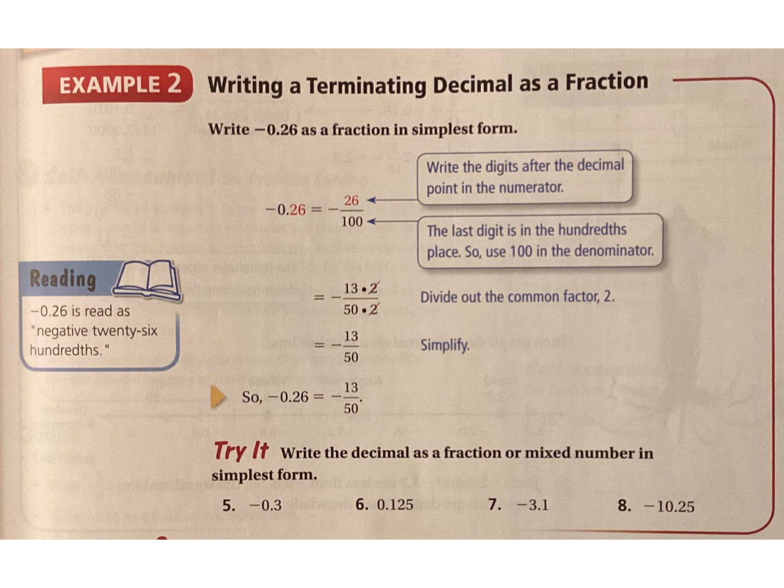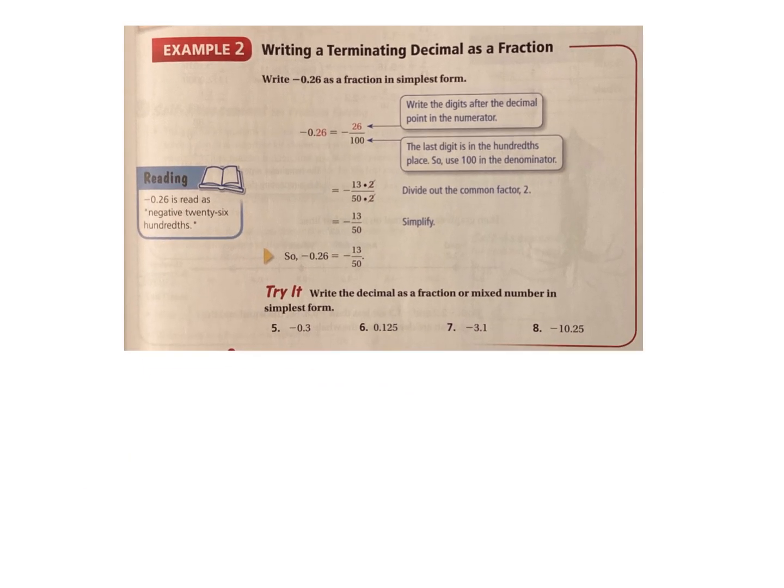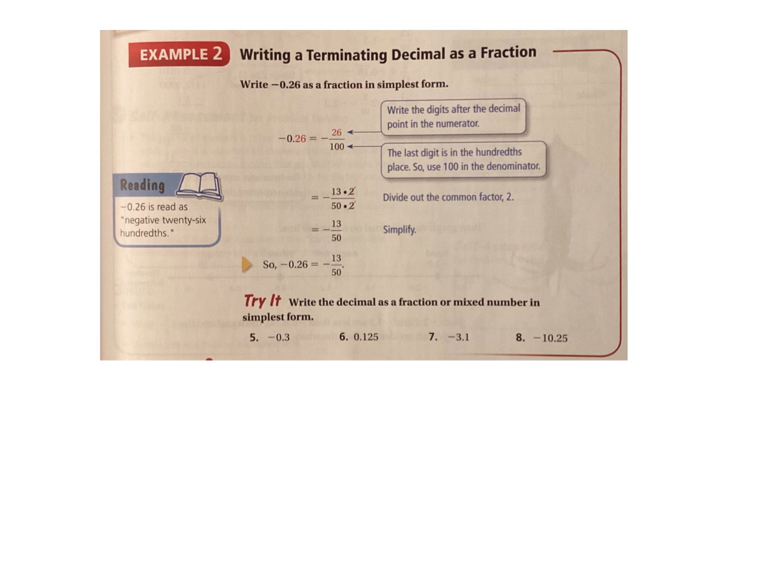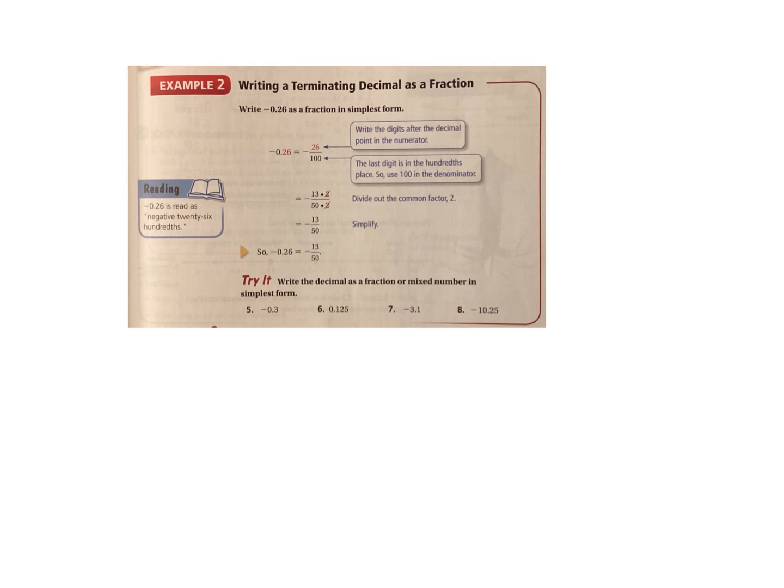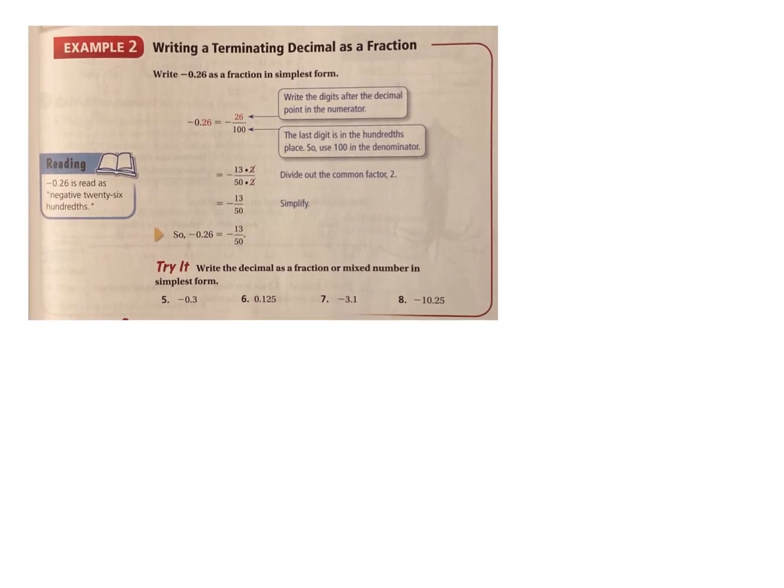All right, now we're going to write a terminating decimal as a fraction. So how do you write a decimal as a fraction? There's a couple different ways I think about this. One is I think about just saying it, and it helps. So like if I have 0.26, I guess on this example it's a negative 0.26, but I just say what it is.